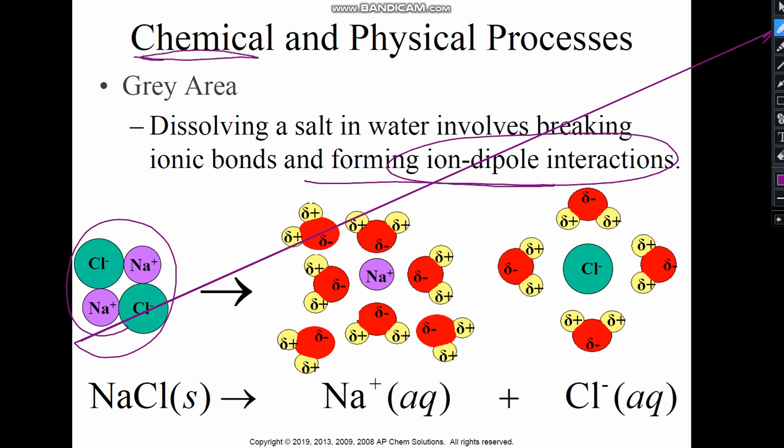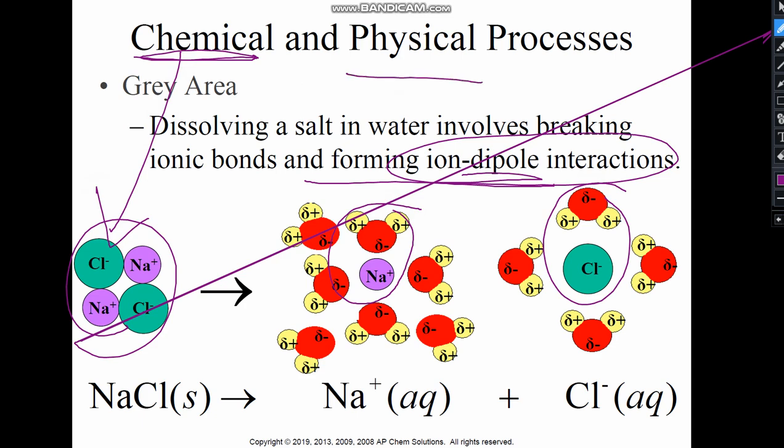So our chemical process is going to be the breaking of this ionic bond. Then we also have the forming of these ion-dipole interactions here. So we have a change in the intermolecular forces, which is a physical process. So we have both. This is, I wouldn't say a heated debate, but it is something that can be debated, and you can speak to both sides, that it could be both a chemical and a physical process.